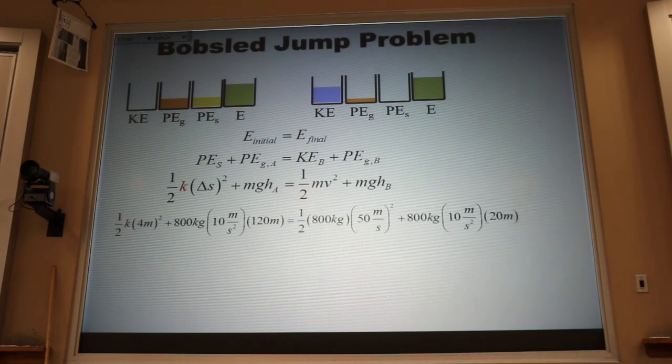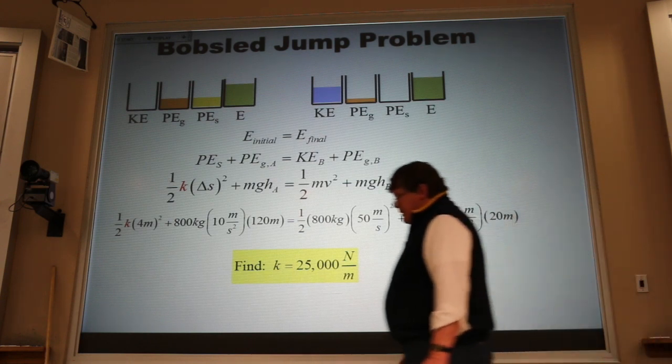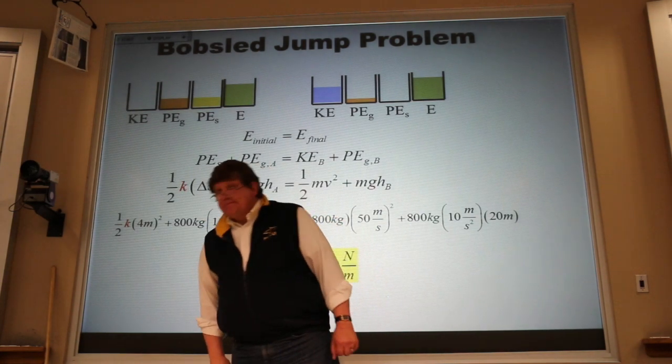I plug in all the things I know, and there's just one unknown. Now, if that just looks scary to you, if that looks like you could never figure that out, this next exam is going to be a nightmare. If that's just algebra to you, and algebra is easy, you're going to be fine. The answer is 25,000 newtons for each meter. Check to see if your neighbor got that, please.